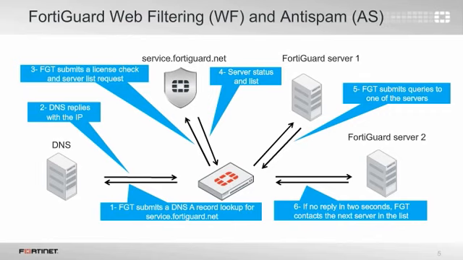FortiGate contacts the DNS server to resolve the name service.fortiguard.net. FortiGate gets a list of IP addresses for servers, usually 2 or 3, that can be contacted to validate the FortiGuard license. FortiGate contacts one of those servers to check the license and get a list of servers that can be used to submit web filtering and anti-spam rating queries.